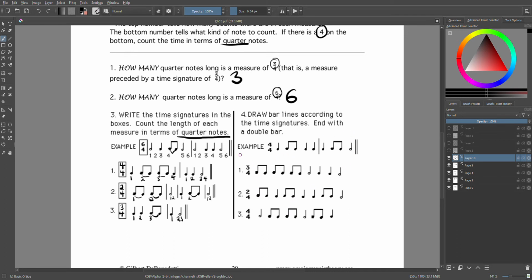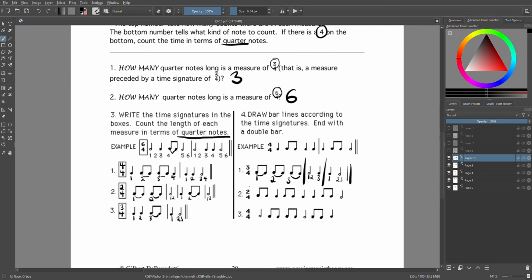All right. Now we are going to draw bar lines according to time signatures and end with a double bar. So we take a look at this. 3 beats per measure, quarter note gets the beat. Here's 1, here's 2, here's 3. Boom. Here's 1 and 2, here's 3. Boom. Here's 1 and 2 and 3. And double bar line. We're done.